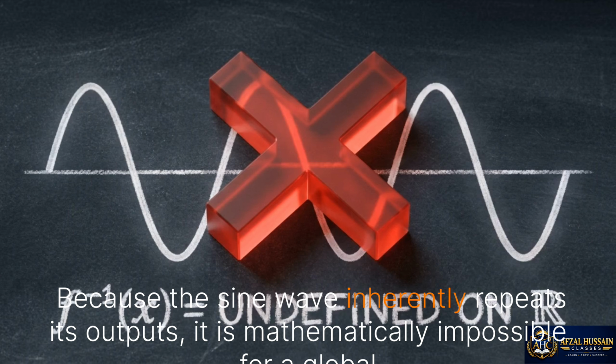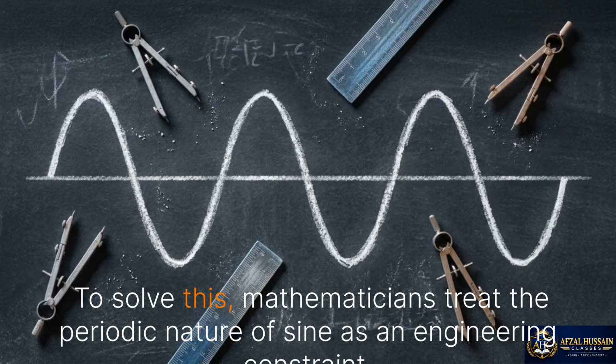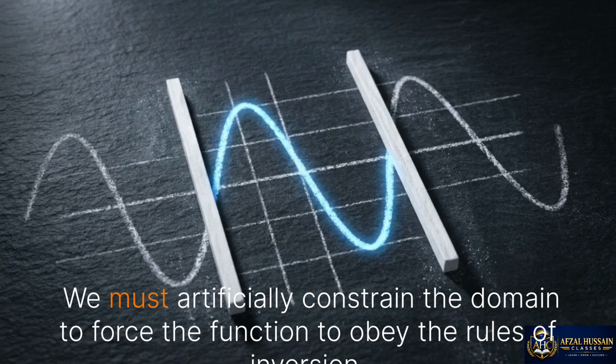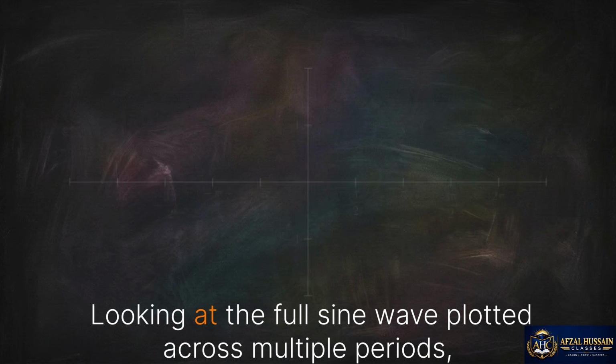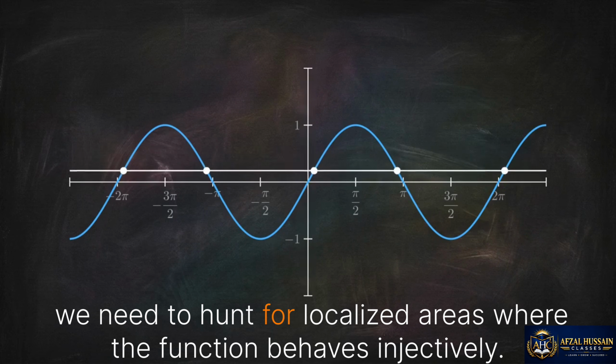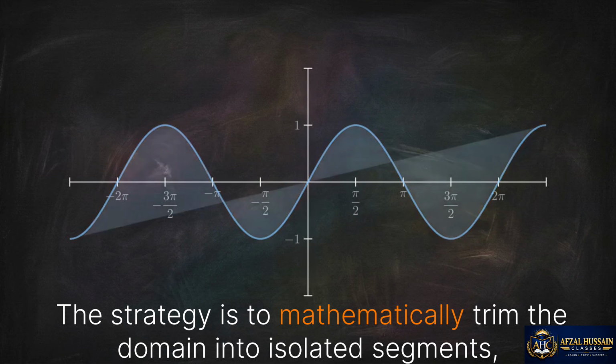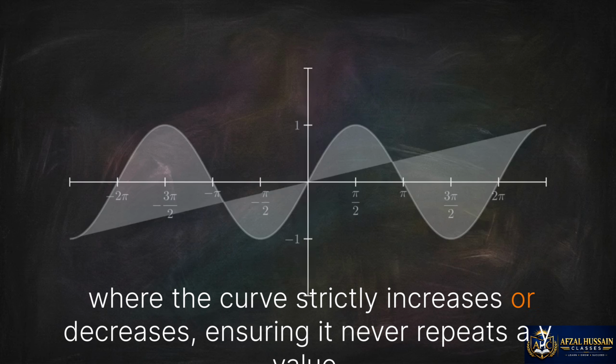Because the sine wave inherently repeats its outputs, it is mathematically impossible for a global inverse function to exist on the whole real line. To solve this, mathematicians treat the periodic nature of sine as an engineering constraint. We must artificially constrain the domain to force the function to obey the rules of inversion. Looking at the full sine wave plotted across multiple periods, we need to hunt for localized areas where the function behaves injectively. The strategy is to mathematically trim the domain into isolated segments where the curve strictly increases or decreases, ensuring it never repeats a y value.